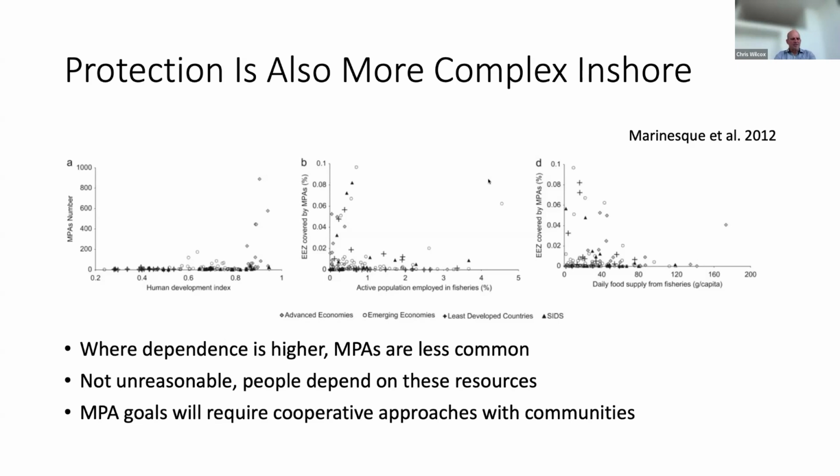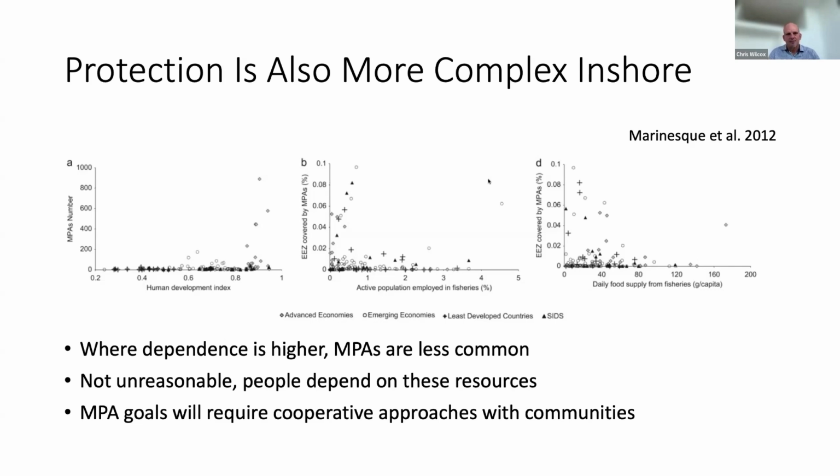What you see is that as countries get wealthier, they tend to have more marine protected areas. Unpacking that a little bit, if you look at the middle slide, the percent of the exclusive economic zone that's covered by MPAs against the population in fisheries, you see a negative relationship. More people fishing, less of the EEZ is covered by MPAs. Similarly, if you look at the coverage of MPAs against the daily food supply in the country from fisheries, it also is a negative relationship. More or less what you can draw from this is that where dependence on harvesting from the marine environment is important, marine protected areas are less common.